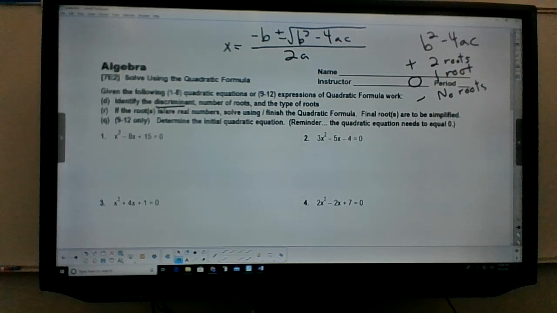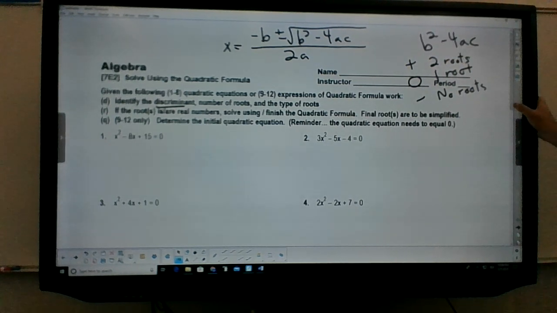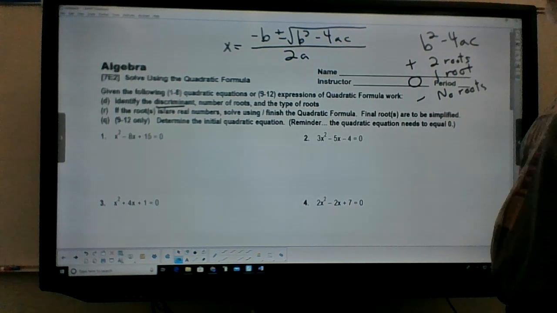So again, take that into account when we're doing this. And I'm going to work that piece first after I plug the numbers in. And we'll see it happen here. So let's try one. Let's do number one.